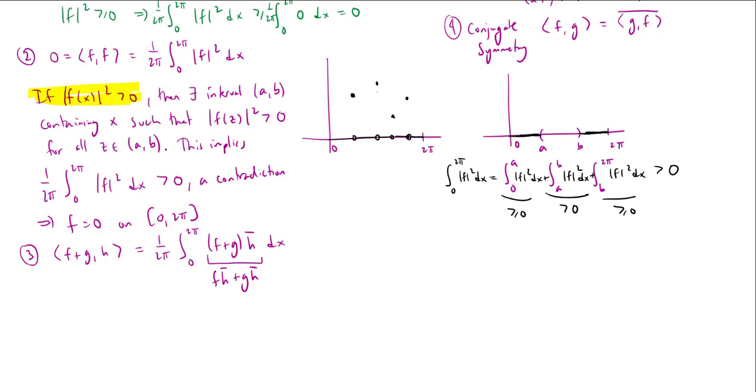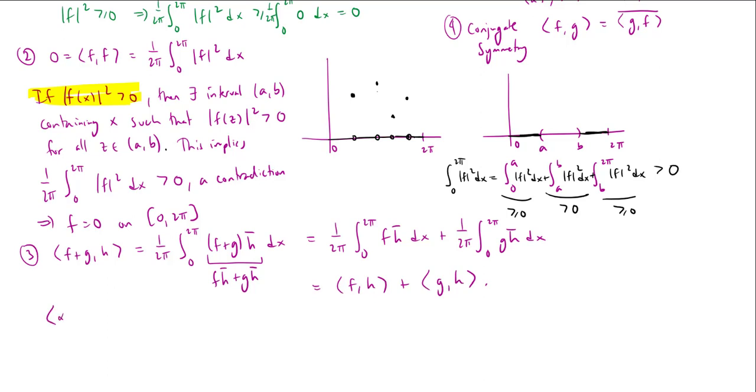And now I know that if I have the integral of a sum, it's the sum of the integrals. So this becomes 1 over 2 pi, the integral 0 to 2 pi of fh bar dx, plus 1 over 2 pi, the integral from 0 to 2 pi of gh bar dx. But this first integral is precisely f comma h, and the second integral is precisely g comma h. Okay, so we have the additivity portion of first argument linearity.